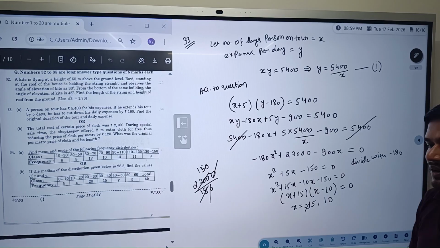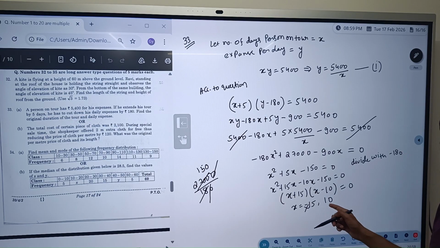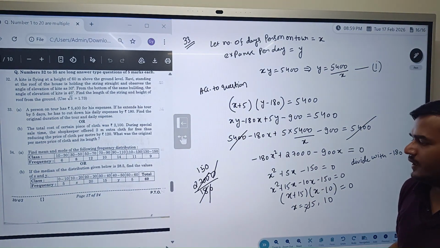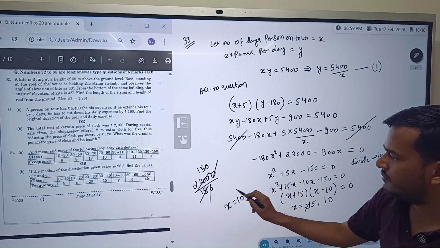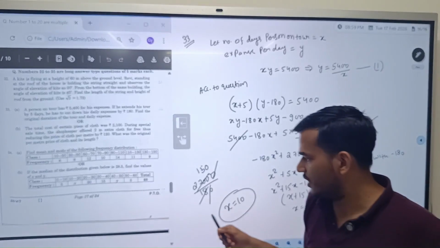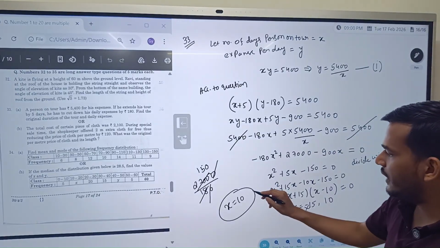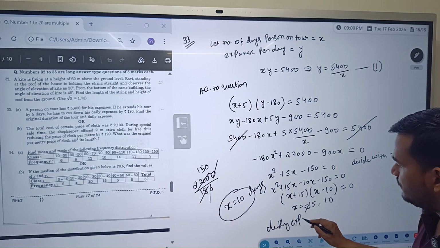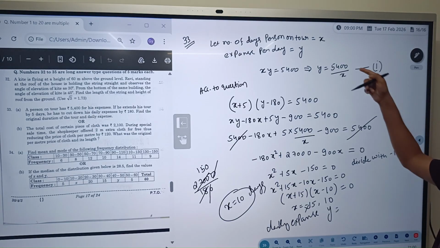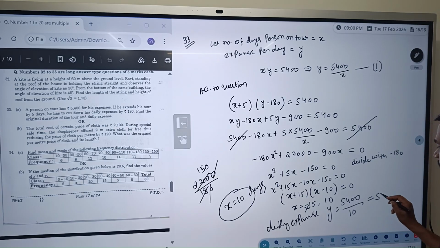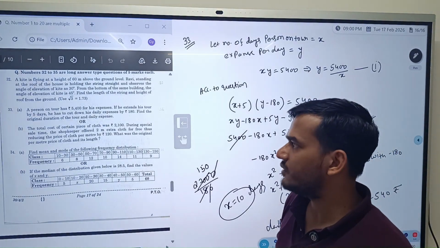But for minus 15, number of days cannot be negative, so minus 15 is not possible. That's why x is equal to 10. So the number of days is 10. We have to find the original duration of the tour. So the original duration of the tour is 10 days, and the daily expense y is equal to 5,400 by x, so 5,400 by 10, or 540 rupees is the daily expense. Get it?